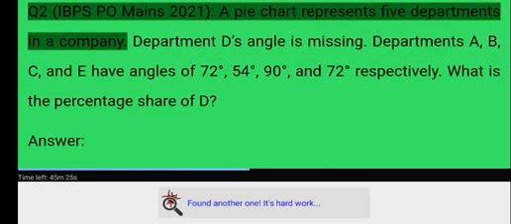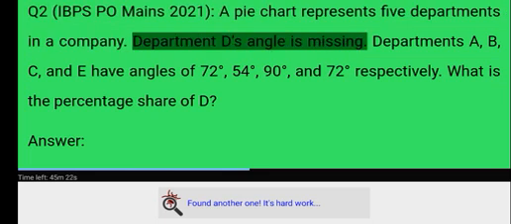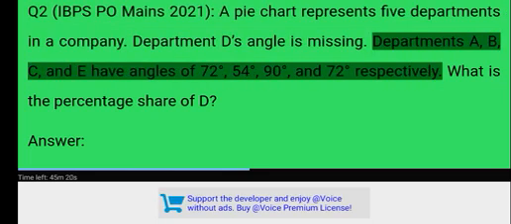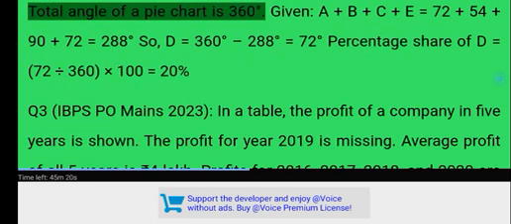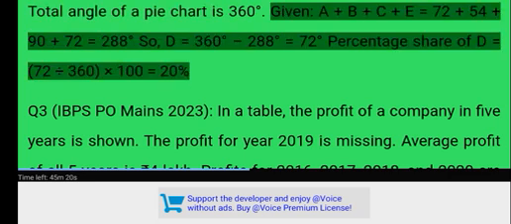Q2, IBPS PO Mains 2021. A pie chart represents 5 departments in a company. Department D's angle is missing. Departments A, B, C, and E have angles of 72 degrees, 54 degrees, 90 degrees, and 72 degrees respectively. What is the percentage share of D? Answer. Total angle of a pie chart is 360 degrees. Given, A plus B plus C plus E equals 72 plus 54 plus 90 plus 72 equals 288 degrees, so D equals 360 degrees minus 288 degrees equals 72 degrees. Percentage share of D equals 72 divided by 360 times 100 equals 20%.